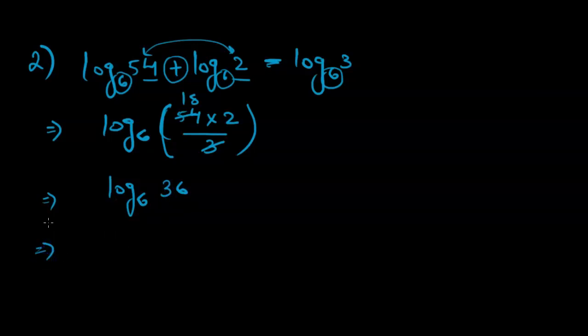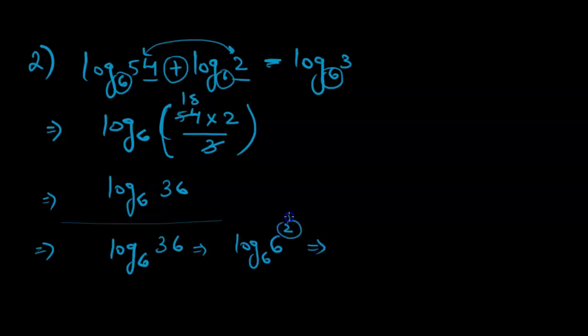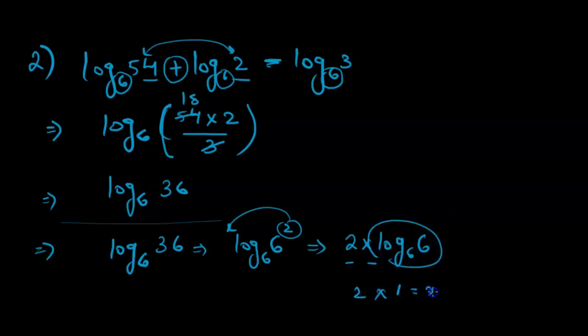If we are asked to simplify, we would stop here. But if we are asked to evaluate it, then we would go further and find out the value of log to the base 6 of 36. We know this can be written as log to the base 6 of 6 to the power of 2. The 2 can be taken out, so we would be left with 2 times log to the base 6 of 6. Log to the base 6 of 6 is 1. So the final answer is 2.